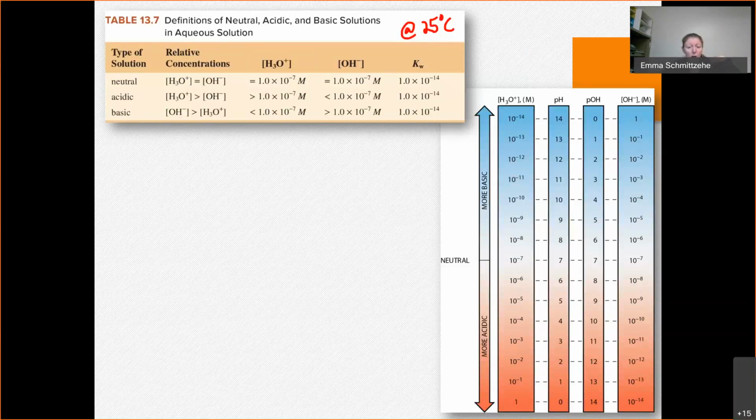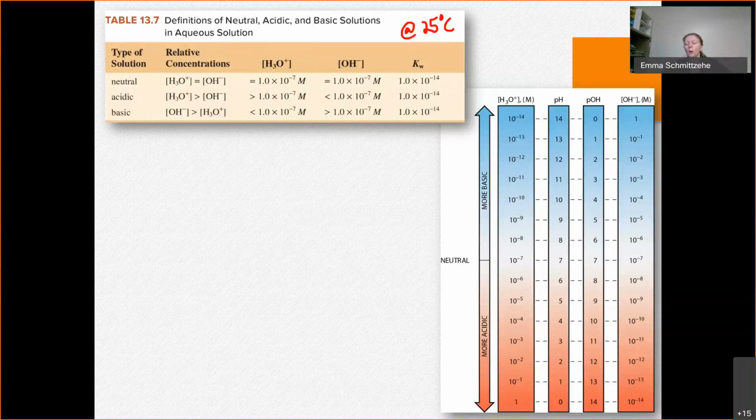And notice that the pH and pOH scales are reversed. So if you have a pH of 14, you have a pOH of 0, or a pH of 13, you have a pOH of 1. So those always sum to 14, again, as long as we're under normal conditions.